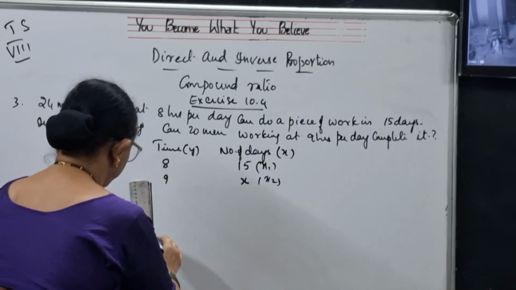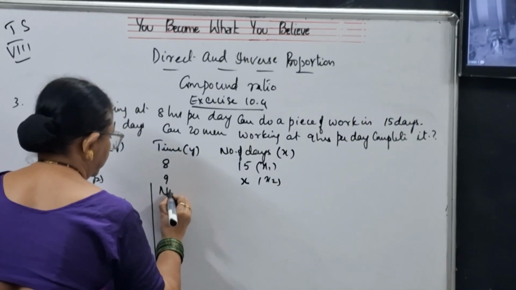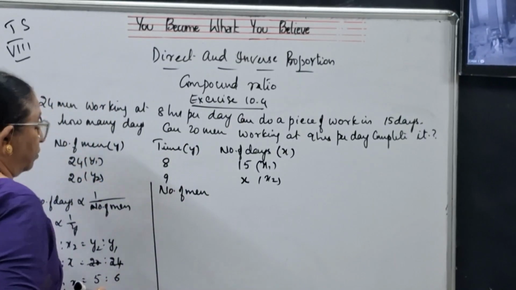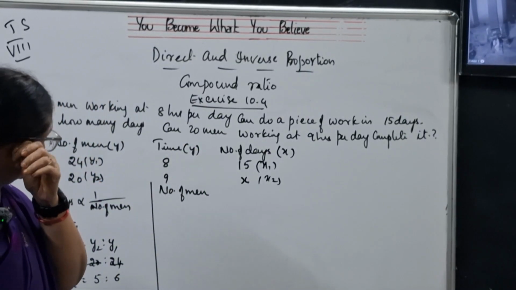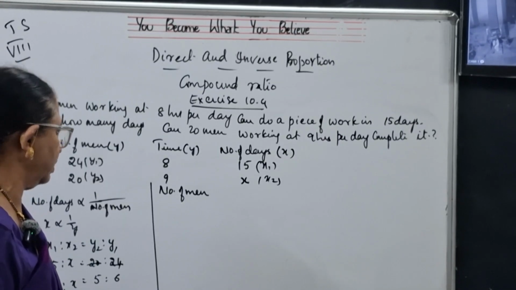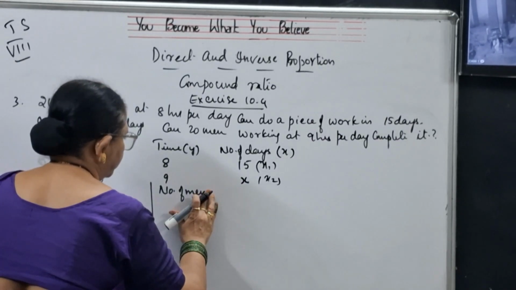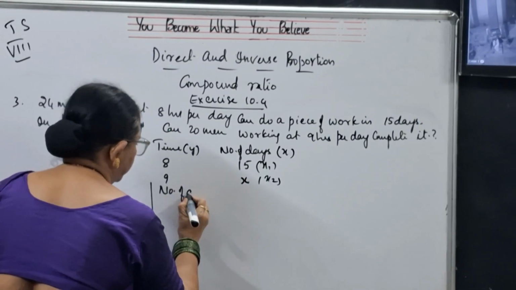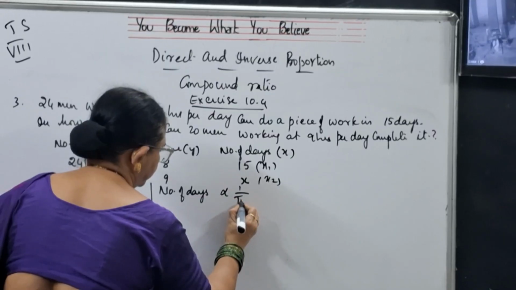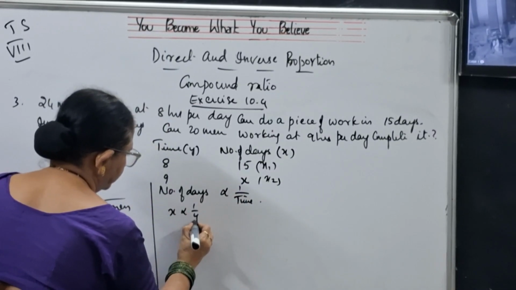Next, number of men and number of hours. If working hours increase, days will decrease. If working hours decrease, days will increase. So here it is number of days, not men. Number of days is inversely proportional to time. That means x is inversely proportional to y.